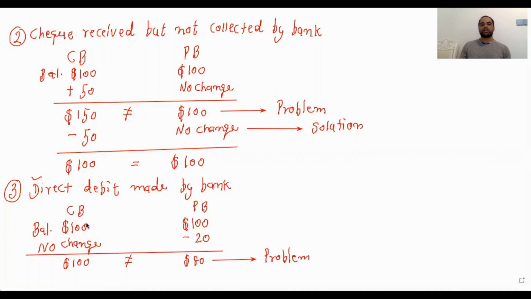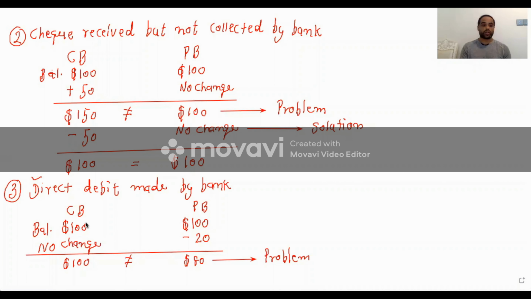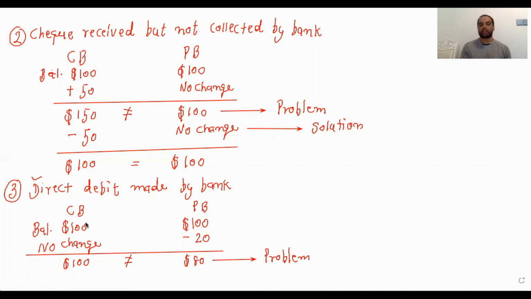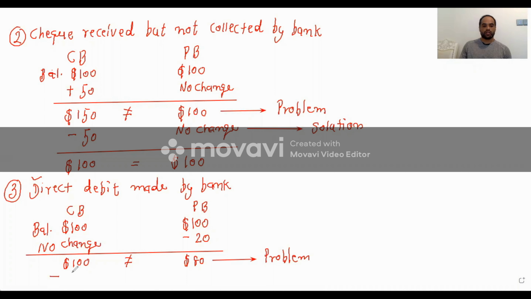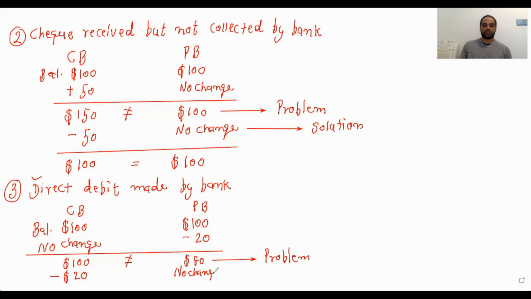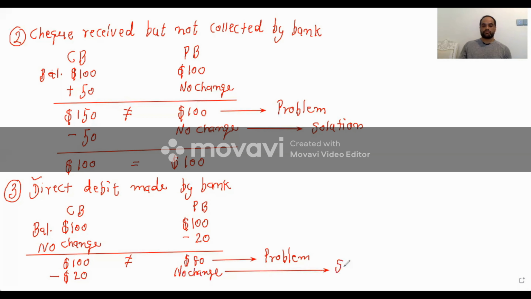So the problem solution will be, we also need to credit our cash book. Since bank made changes, the solution to make balance equal to the bank is to make changes in your cash book. So what changes are we going to do in your cash book? We will credit our cash book. All right. So credit cash book means we will reduce $20 here. And obviously here, no change. This is the solution we have.